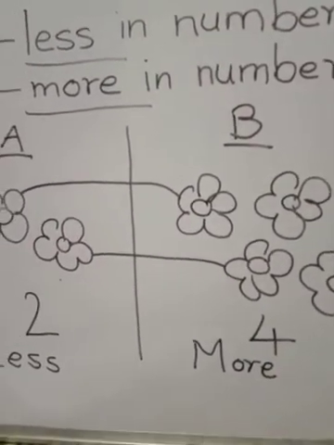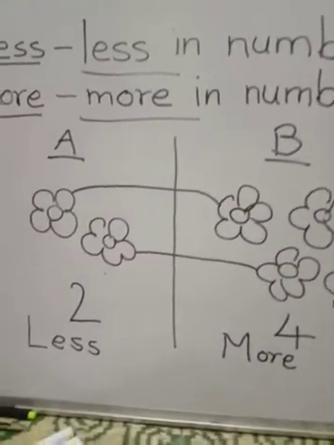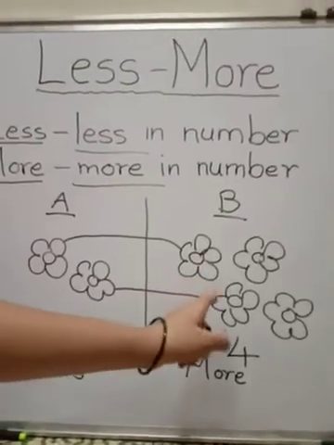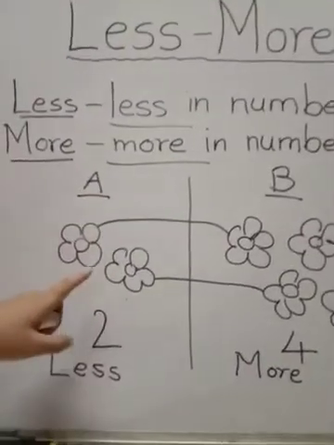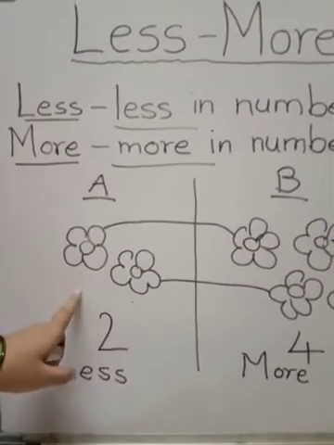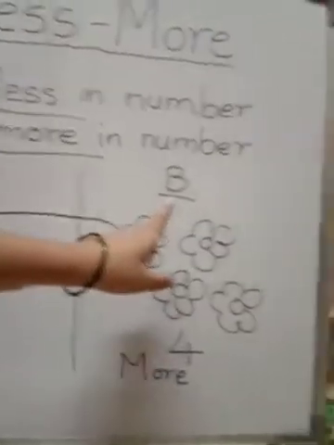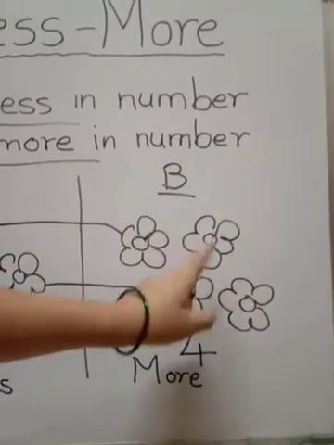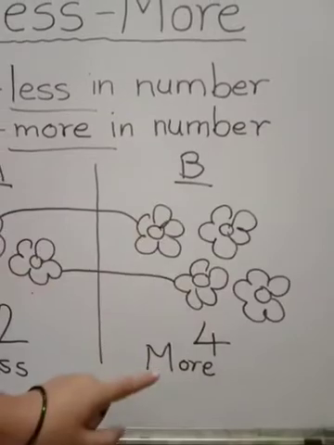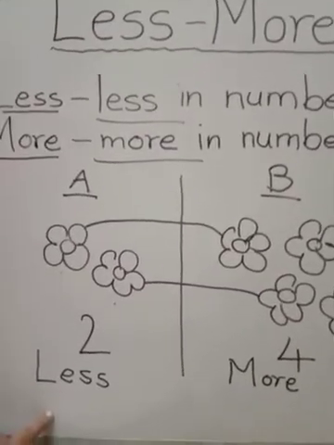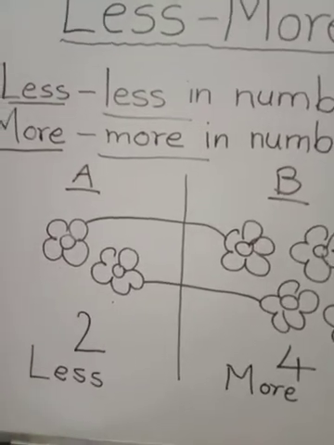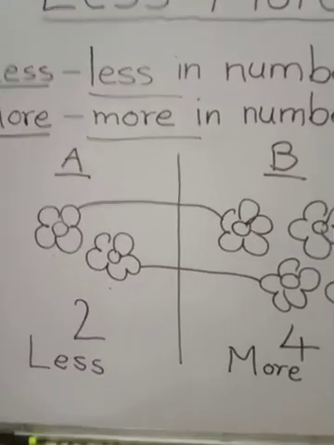So after pairing, we come to know that group B flowers are more. Group A, any extra flower you can see here? No. Okay. So in group B we can see 2 extra flowers, which means group B flowers are more and group A flowers are less. Okay children. Now we will go to our maths textbook. Okay. So you will understand more clearly.